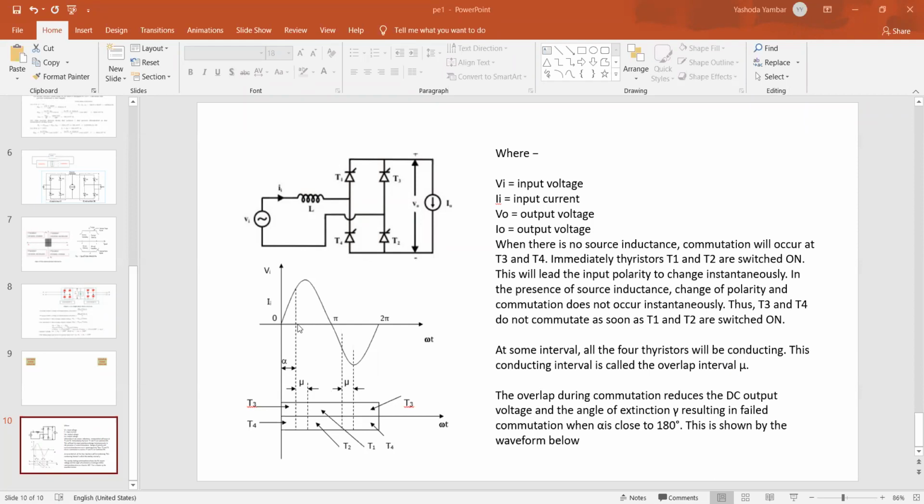All of you can see the graph here. This is the input AC supply. At alpha we are giving the firing pulse. But because of source inductance, what is going to happen? T3 and T4 will also be conducting. You can see this arrow mark indicating a condition where T1, T2 are on and T3, T4 are on. All the 4 SCRs will be conducting. It is called the overlap angle, the overlap time interval. It reduces the DC output voltage and the angle of extinction. So this is the effect of source inductance. That's what we have taken.